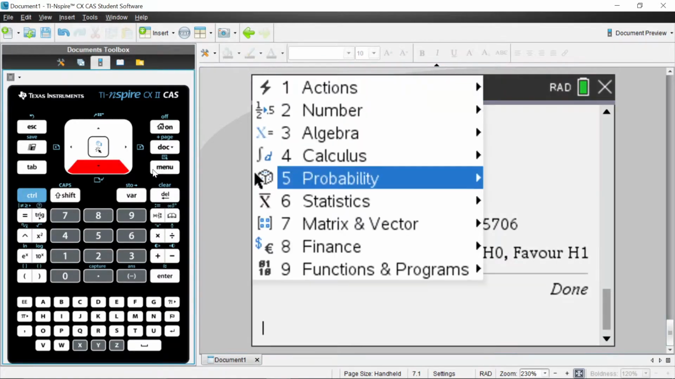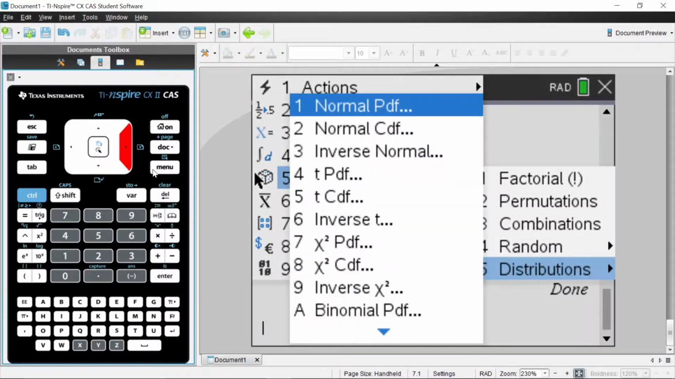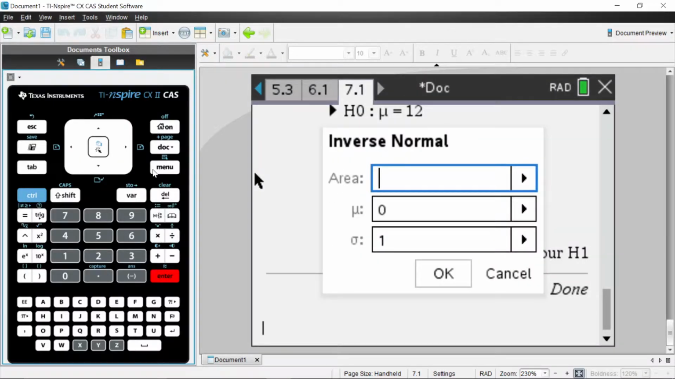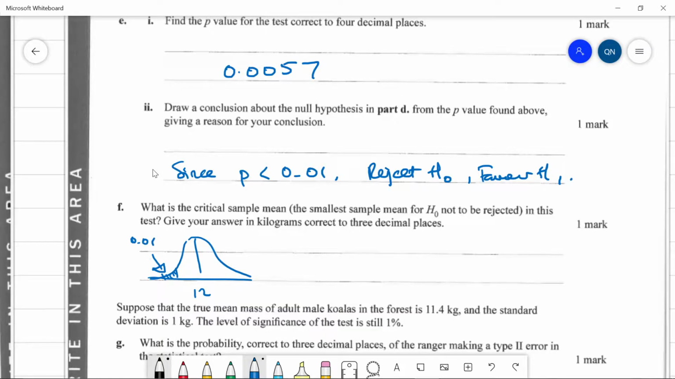So let's do that. Probability, and then we'll go to distributions, inverse normal. The area, we want that to be 0.01. The mean is 12, and the standard deviation is 1 divided by the square root of 40. And that gives us 11.63. To 3 decimal places it's 11.632.